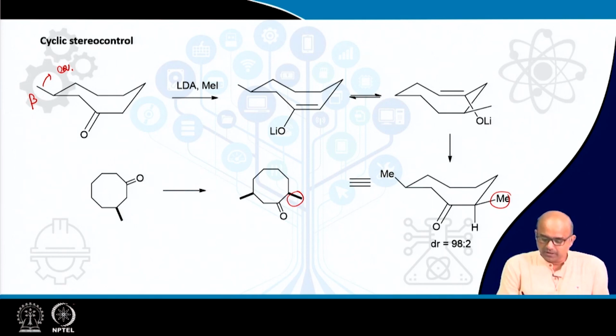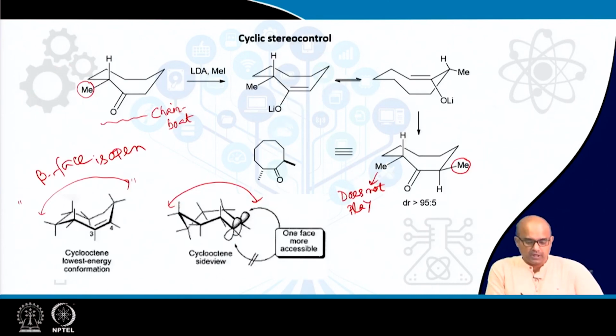Now, as the pre-existing stereocenter is beta, you get, 1, 2, 3, 4, 5, yeah. So, these two methyls are now cis to each other. So, the ring geometry or ring conformation of the cyclooctene plays a very important role in predicting the enolate geometry as well as the newly formed stereocenter.